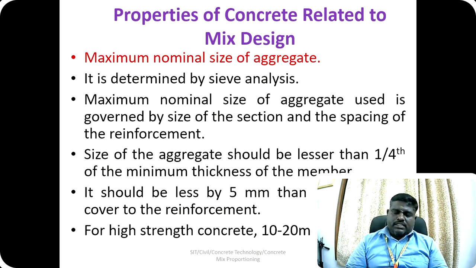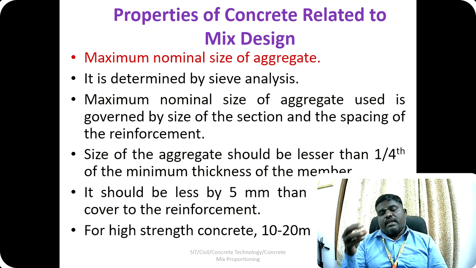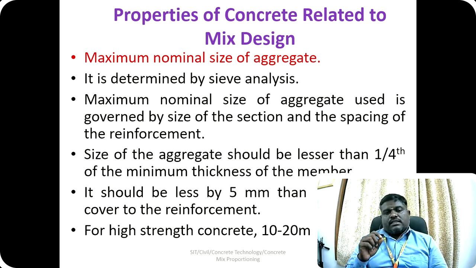If, for example, the spacing of the reinforcement is lesser than 20 mm, then we should use an aggregate of size lesser than 20 mm, because if we use aggregate size of more than 20 mm, then there is no possibility of these aggregates getting into the reinforcement grill. So the size of the aggregate should be lesser than 1/4 of the minimum thickness of the member, right?